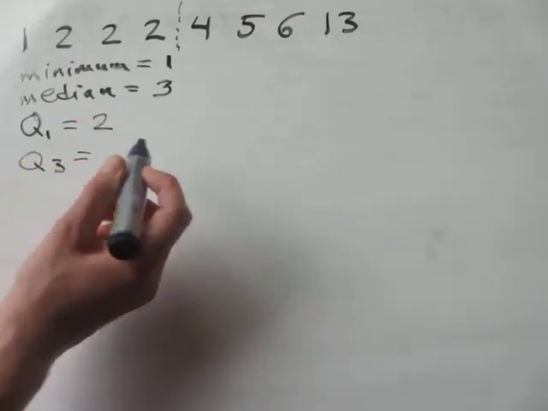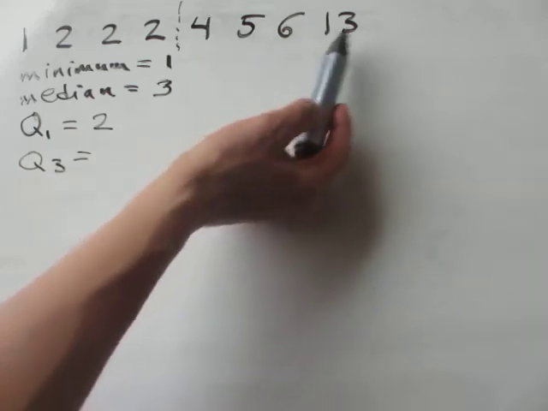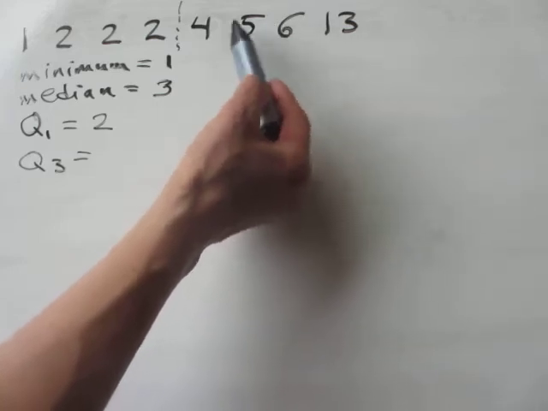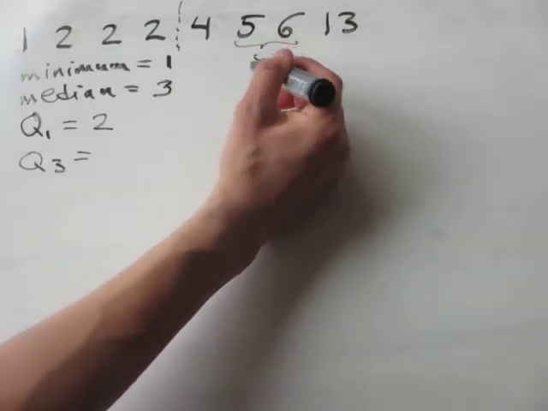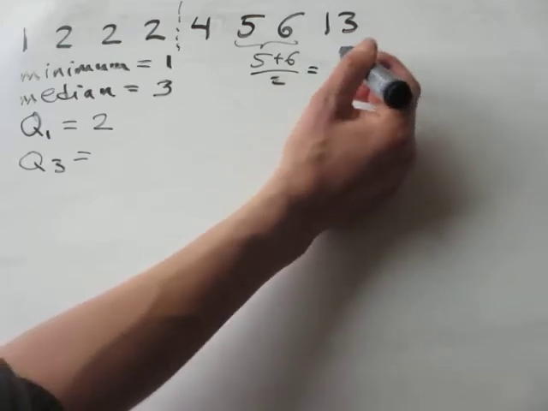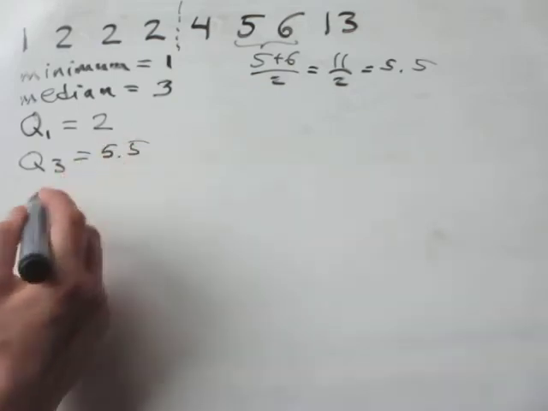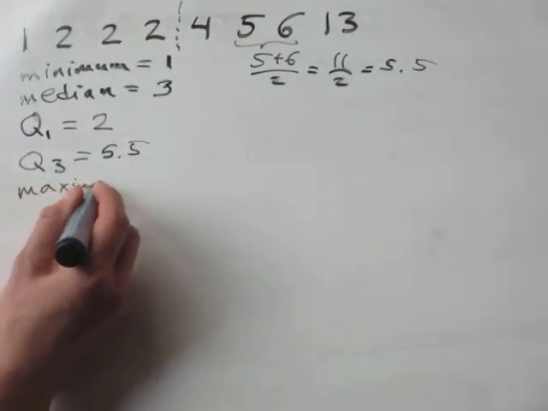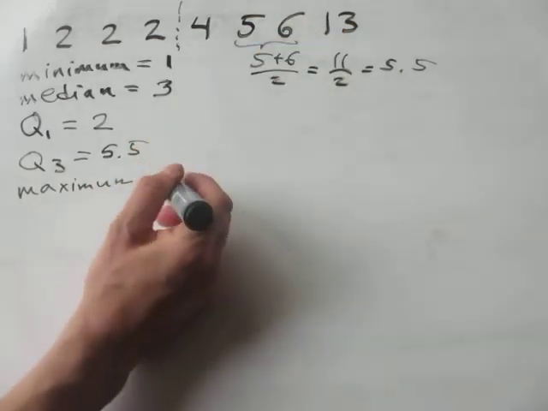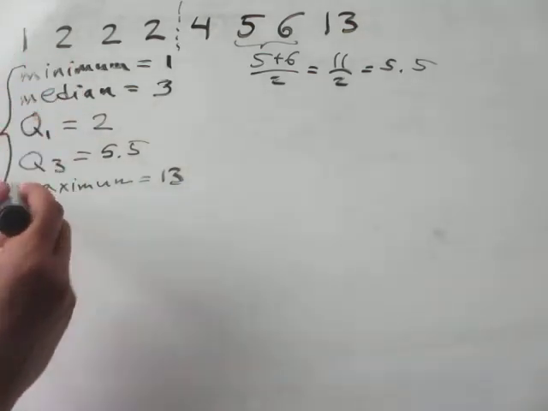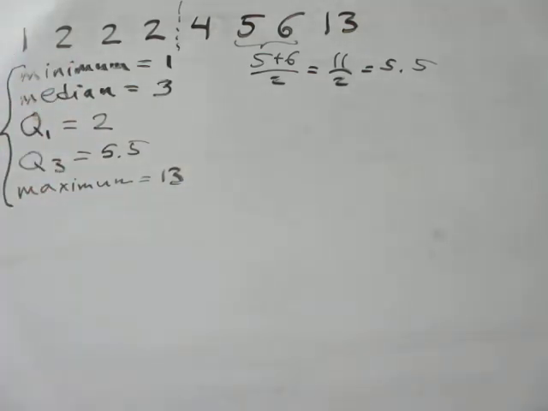And Q3, the upper quartile, will be the median of the upper part. So in this case, we have 5 and 6. And 5 plus 6 over 2, 11 over 2, so 5.5. And the maximum value is 13. Sometimes these 5 values are called the 5-number summary. And it's these values that we will use to construct a box and whisker plot now.